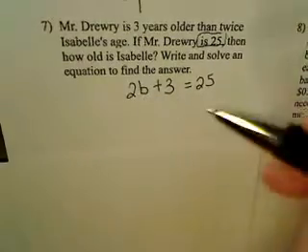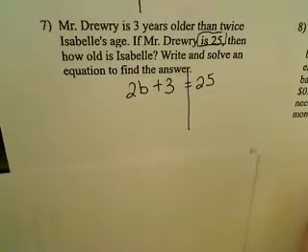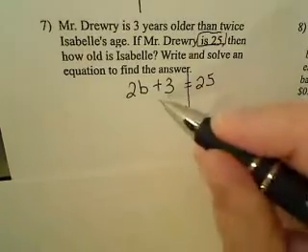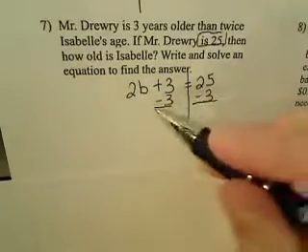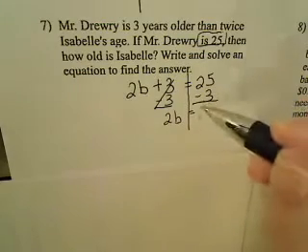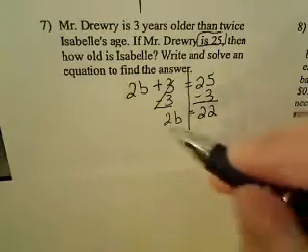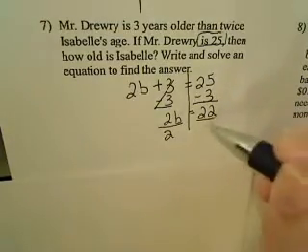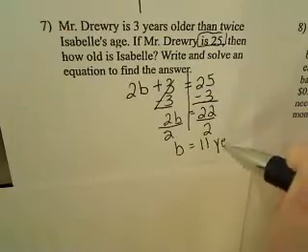Isabella is B. So this is a two-step equation. I'm going to subtract 3 from both sides, here and here. Bring down 2b equals 22. And then I'm going to divide both sides by 2. And I get Isabella is 11 years old.